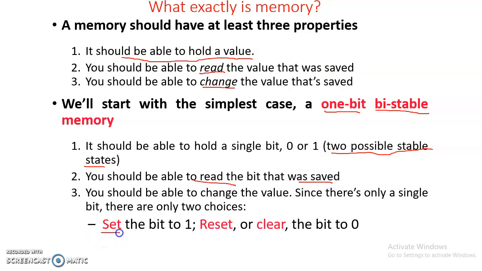Here two inputs are mainly used: one is set, another is reset. Set is to set the bit, reset or clear is to make it 0. This is called S and this one is called R. These are the two inputs generally used for any flip-flop, R and S.